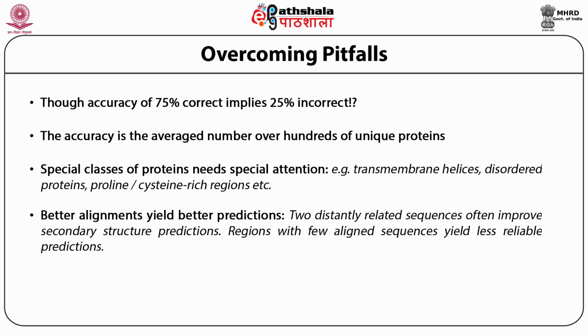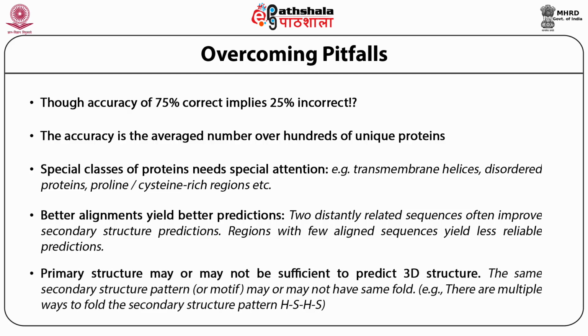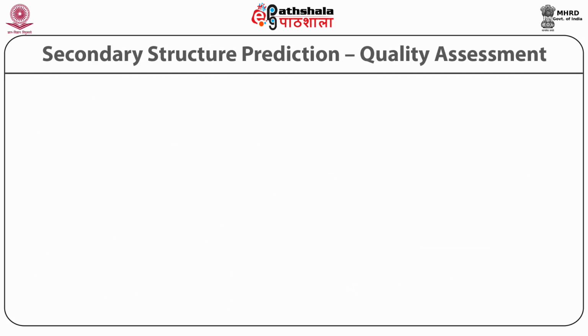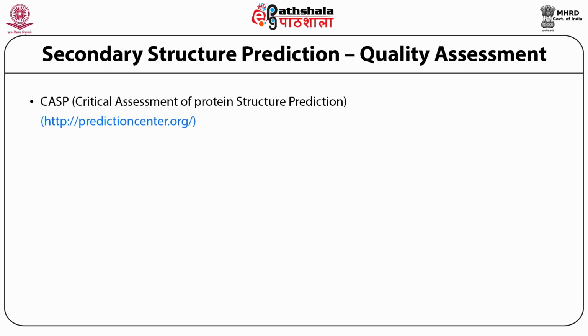More importantly, we should be aware that the primary structure may or may not be sufficient to predict the three-dimensional structure. That is, the same secondary structure pattern may or may not have a similar fold. Several community-wide benchmarking experiments are performed to assess the quality of secondary structure prediction programs and identify the best performing method for our target. CASP is Critical Assessment of Protein Structure Prediction.